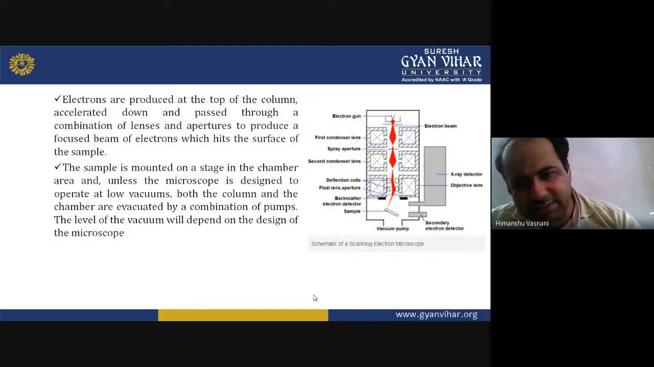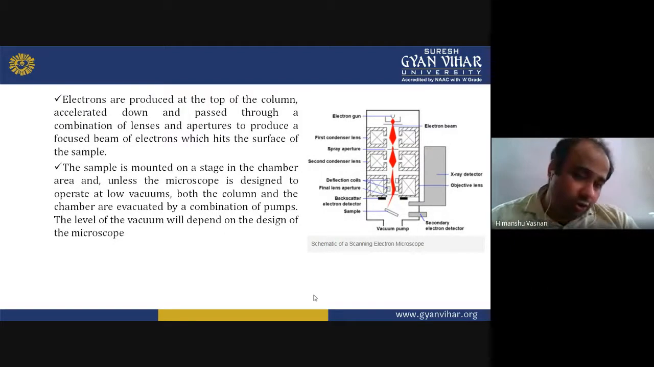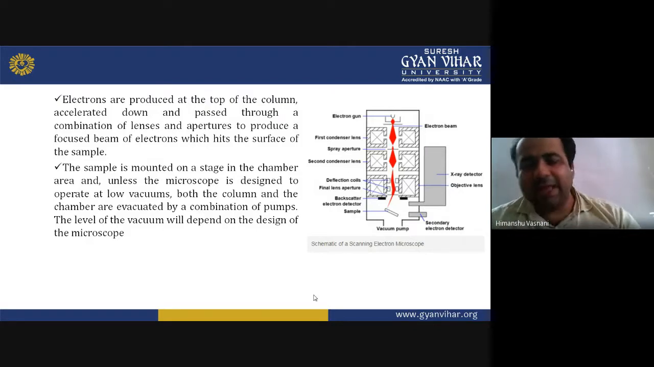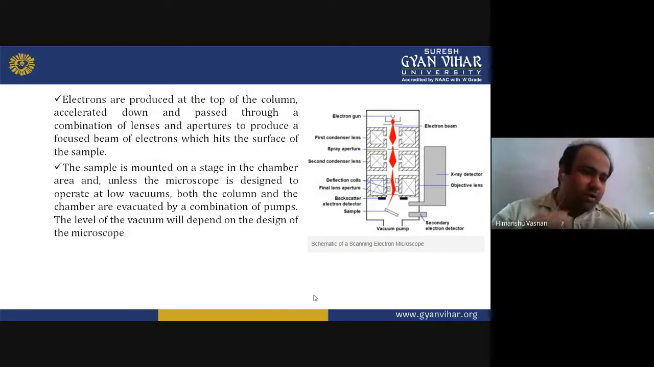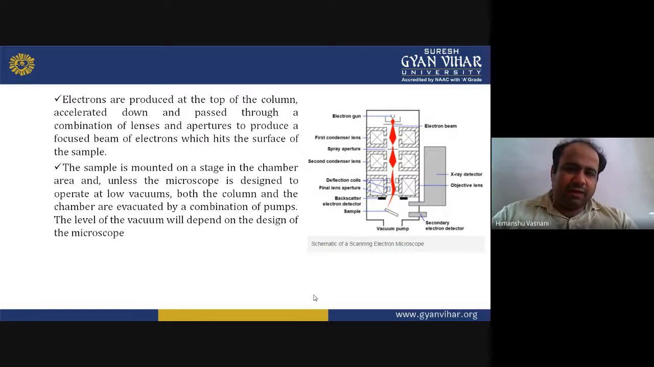Now, this is the same diagram from the previous slide. The electrons are produced at the top of the column, accelerated down, and passed through a combination of lenses and apertures to produce a focused beam of electrons which hits the surface of the sample. In the diagram you can also see the lenses, the first condenser lens and second condenser lens, through which the beam passes down, and the apertures like the spray aperture and the final lens aperture.